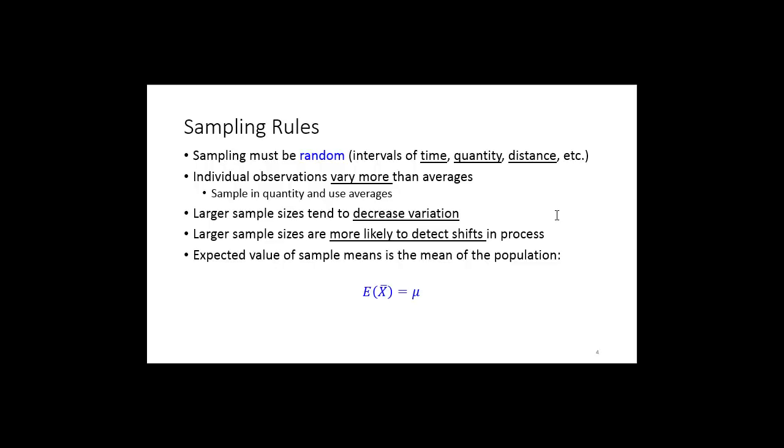Individual observations vary. Typically, we take samples in quantity, we average the measurements, and use those averages when we're going to make charts and control the process. Large sample sizes tend to decrease variation. If you look at the range and standard deviation of the samples, a larger sample size shows a smaller standard deviation. It's less dispersed. Large sample sizes are more likely to detect shifts. We've seen this in an example before.